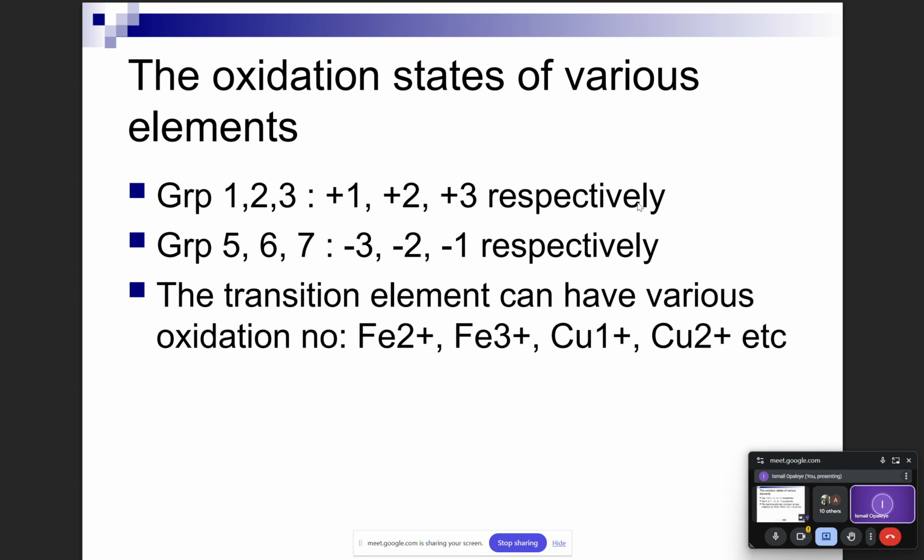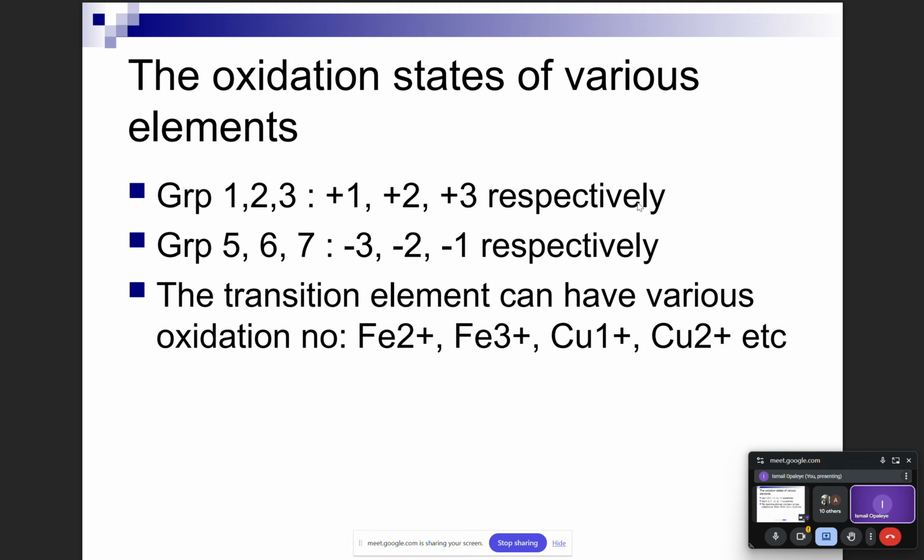Okay. Chalcogens, that's group 16. It's negative two. Example, O2 minus, that's oxygen 2 minus, S2 minus, that's sulfur 2 minus. Group 17, that's halogens, you see that to be negative 1. So you can see chlorine, Cl minus, fluorine, F minus. However, the transition elements can have various oxidation numbers.